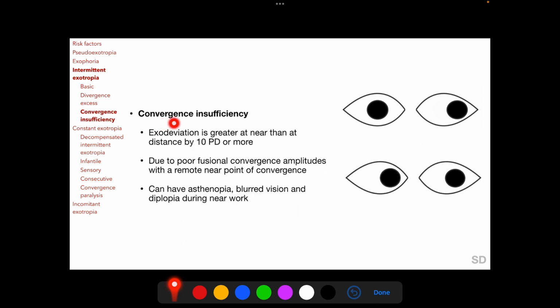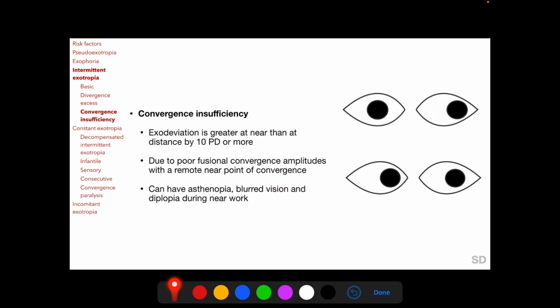exotropias. In convergence insufficiency type of intermittent exotropia, the exodeviation measured at near fixation is greater than the exodeviation measured at distance fixation by 10 prism diopters or more, and this is said to be due to poor fusional convergence amplitudes, and so these patients demonstrate a remote near point of convergence. These patients can complain of asthenopia, blurred vision, and diplopia during near work.